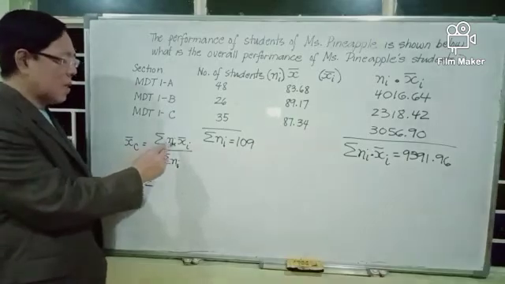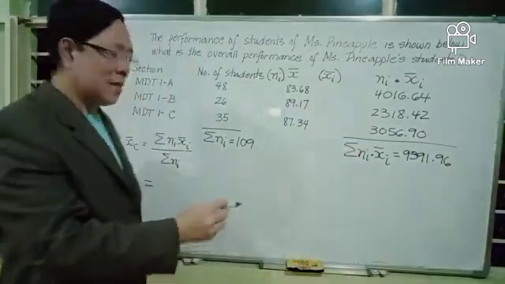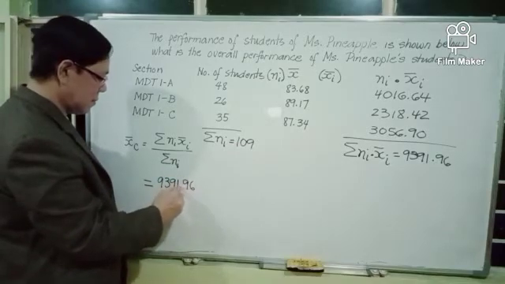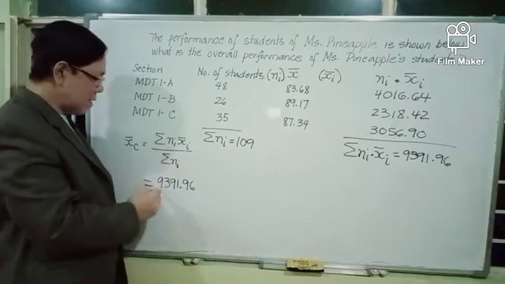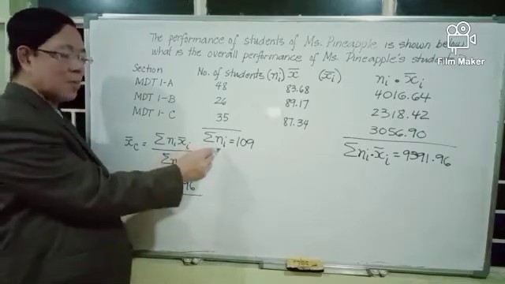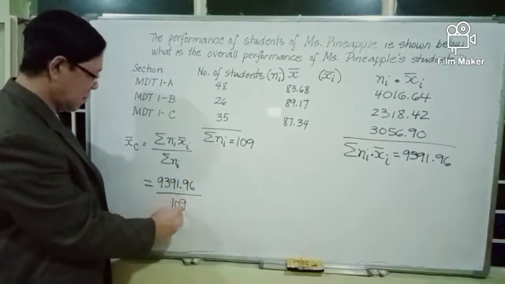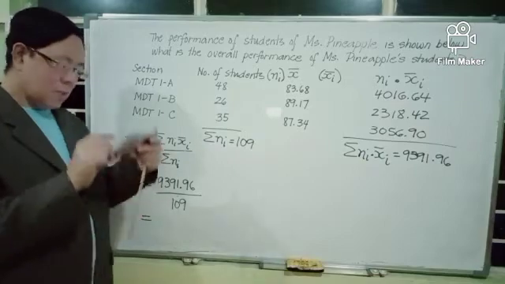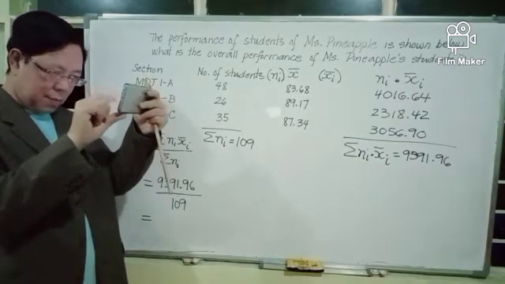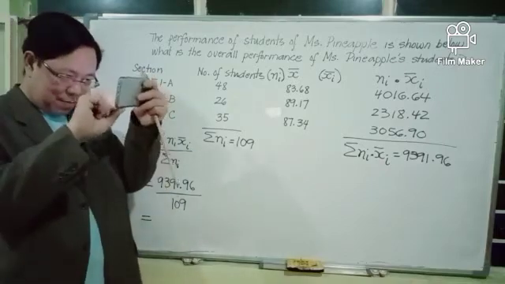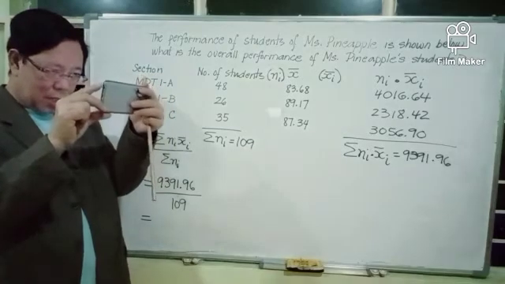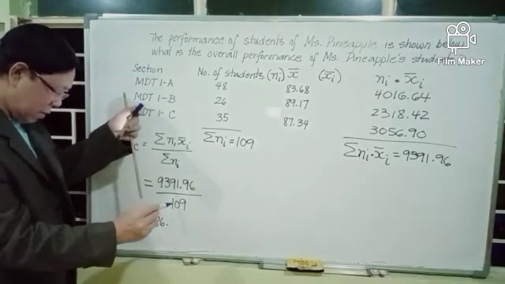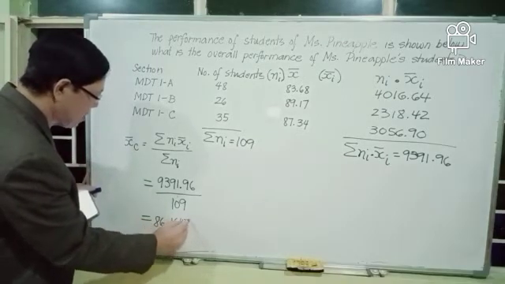Now we are ready to compute the combined mean. The summation of the product n sub i times x bar sub i is 9391.96, and the summation of the products is to be divided by summation of n sub i, or the total number of students, 109. And we do the division using calculator. 9391.96 divided by 109. And you should get 86.1647770.